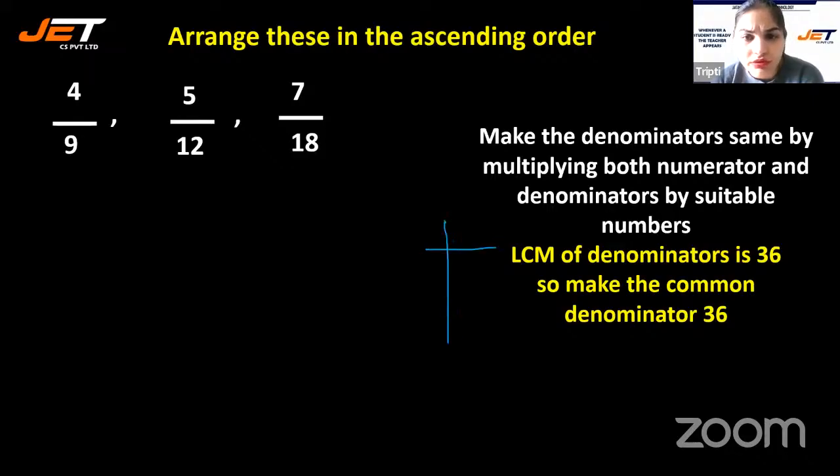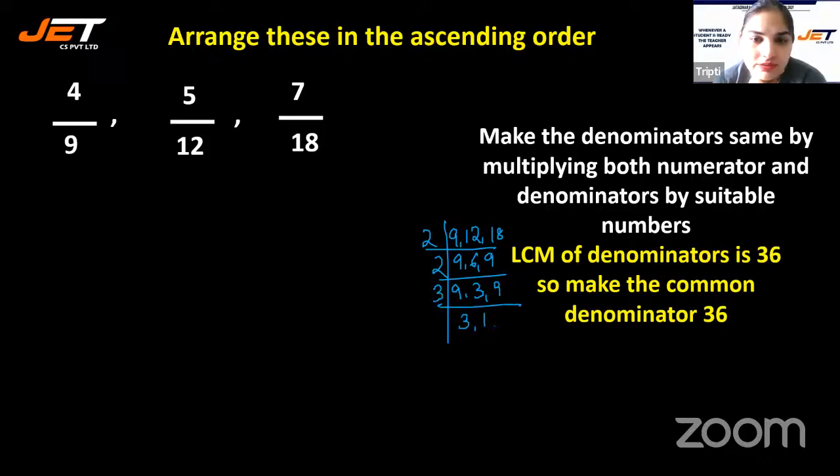I'll show you. 9, 12, 18. So here we will do 2, 9 here. 2 times 6 is 12. 2 times 9 is 18. 2 times 3 is 6, then 9. 3 times 3 is 9. 3 times 1 is 3. 3 times 3 is 9. And 3 times 1 is 3. 2 twos are 4, 4 twos are 8, 4 threes are 12, 12 threes are 36. LCM is 36.